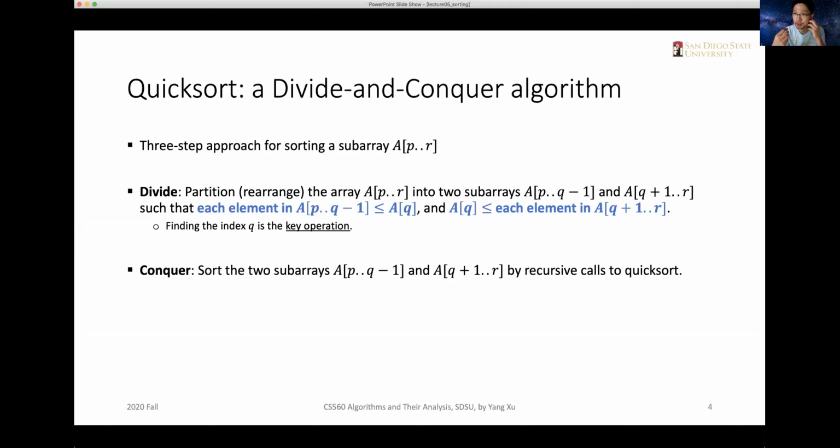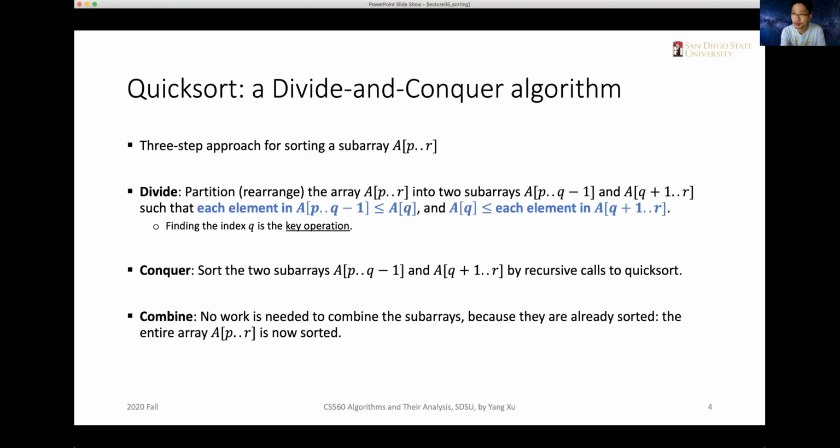So basically we need to use some recursive calls because we have smaller subproblems that are basically the smaller instance of the original problem. Okay, and the good thing with quicksort is that in the combine step, no work is needed to combine the sub-arrays.